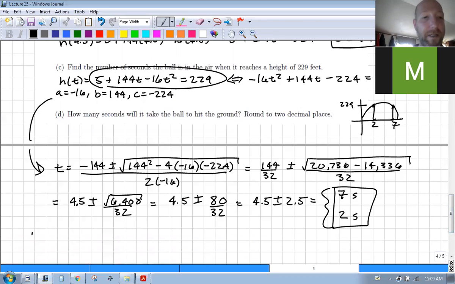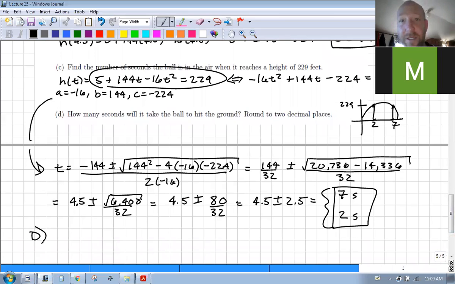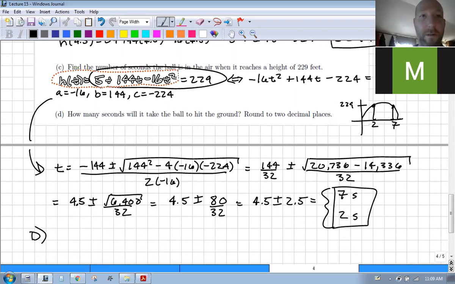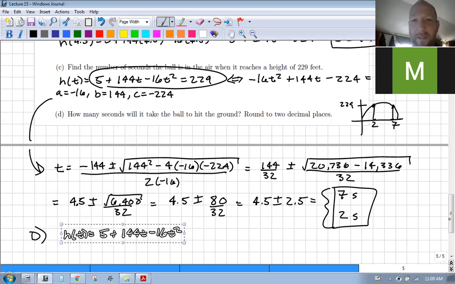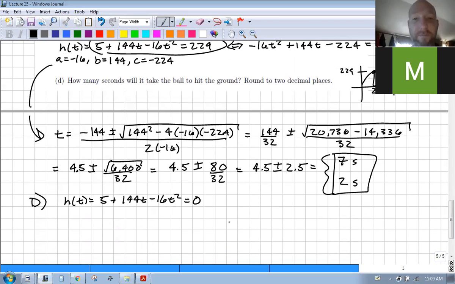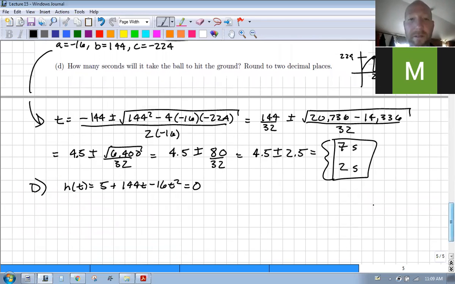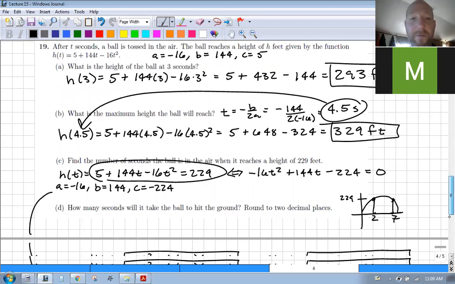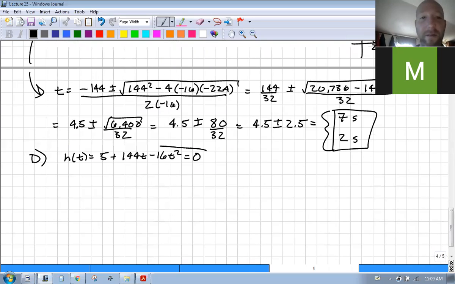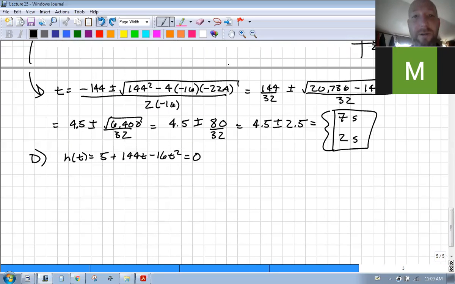Okay, now for part D. How many seconds will it take the ball to hit the ground? All right, well, here's our height formula. It hits the ground when the height is 0. All right, so we just use the quadratic formula again. But this time it's just the height formula equal to 0 instead of equal to 229. So here our A is negative 16, our B is 144, and our C is 5.